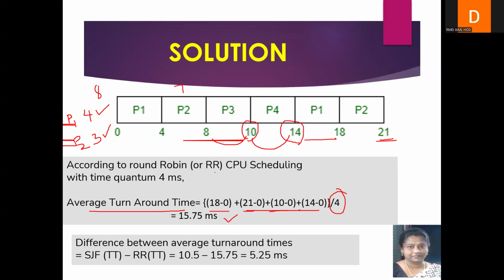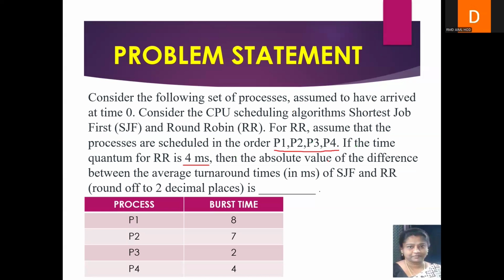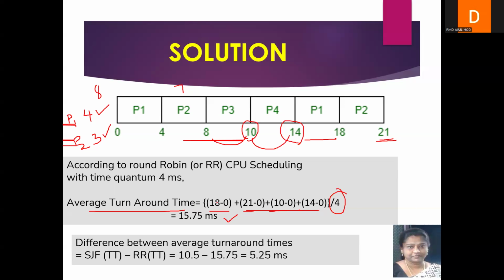What was our question? Our question was to find the absolute value of the difference between the average turnaround times of SJF and RR, rounded off to 2 decimal places. So now coming to the final answer, I have to subtract SJF's turnaround time and round robin turnaround time. That is 10.5 minus 15.75, which is 5.25 in absolute value. This is the difference between the two average turnaround times.